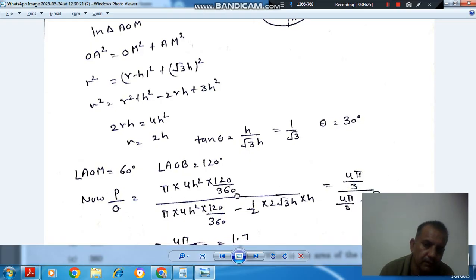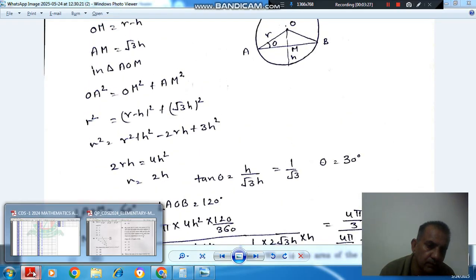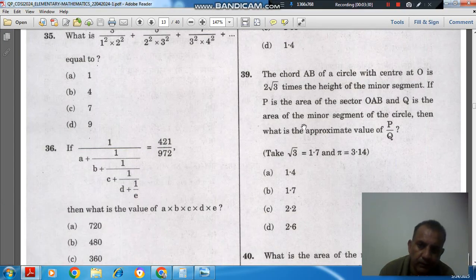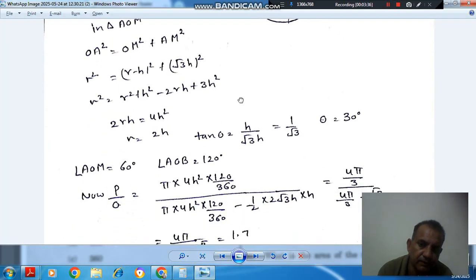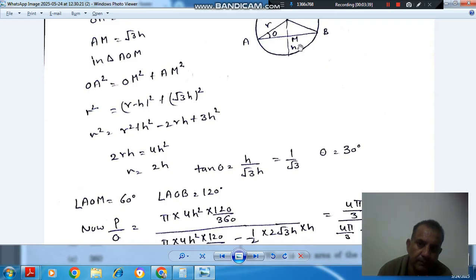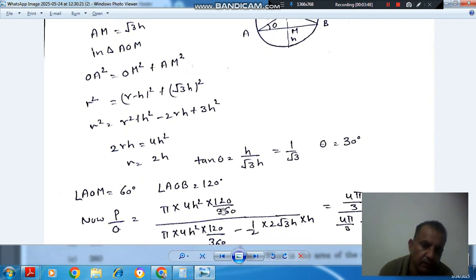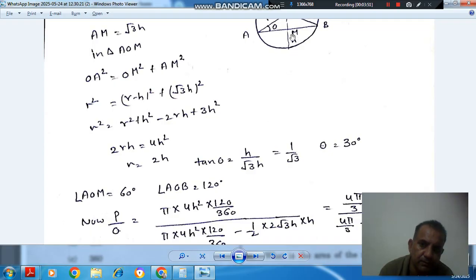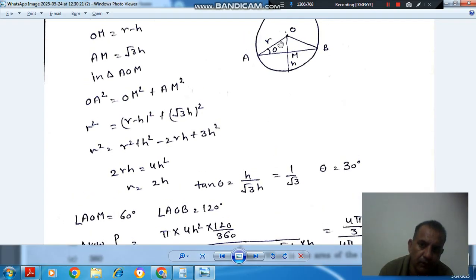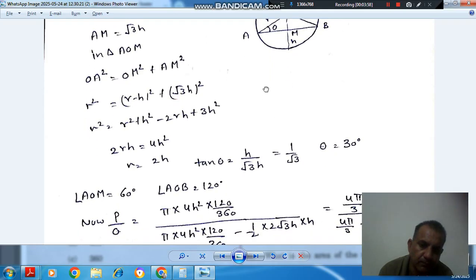4 pi h square by 3, and Q is the area of the minor segment of the circle. The area of the minor segment is this portion. The area of P minus the area of this triangle will be the area of Q, because the minor segment is this part. The area of the whole sector minus the area of the triangle will be the area of this minor segment.